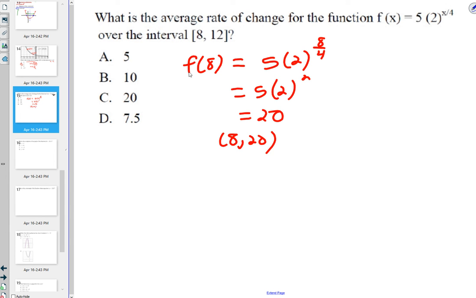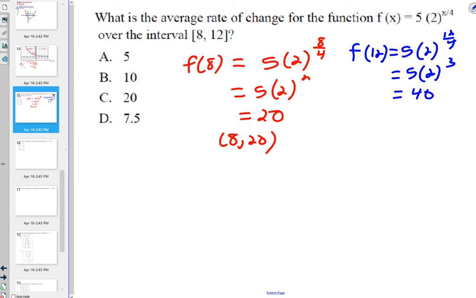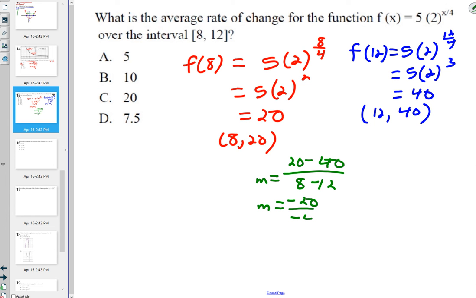If I plug in a 12, f at 12 is 5 times 2 to the 12 over 4, which is 5 times 2 to the 3. 2 to the third is 8, times 5 is 40. So the point (12, 40) has to be there. So now when I find slope, 20 minus 40 over 8 minus 12 is -20 over -4, which is +5.